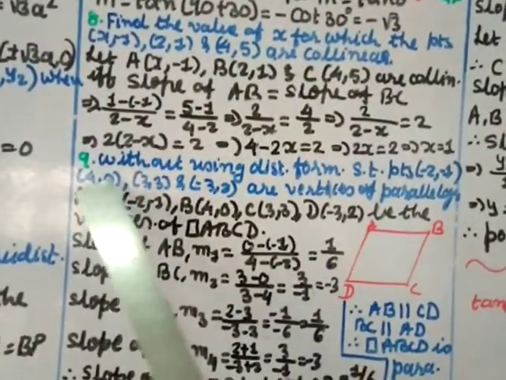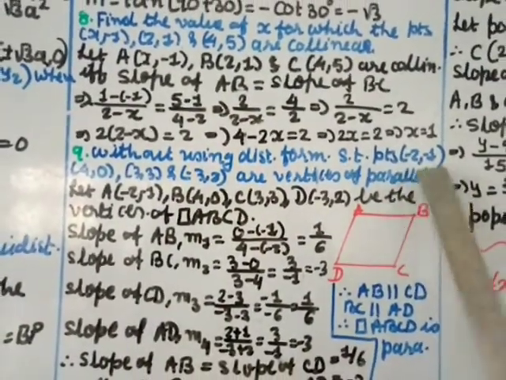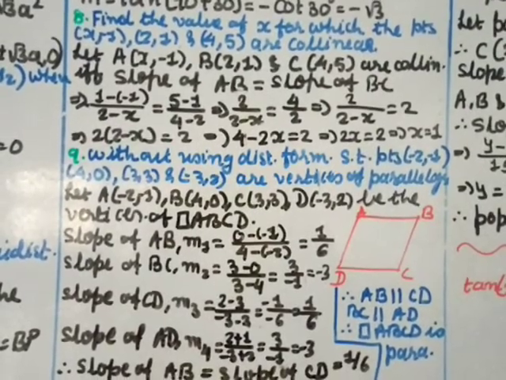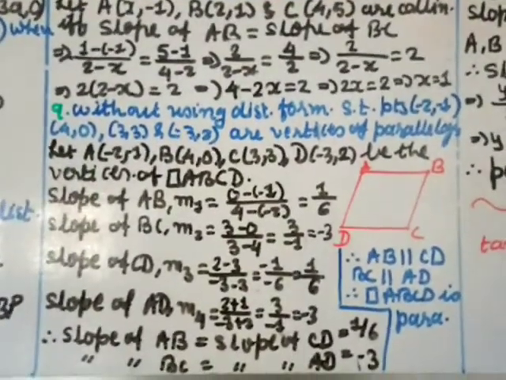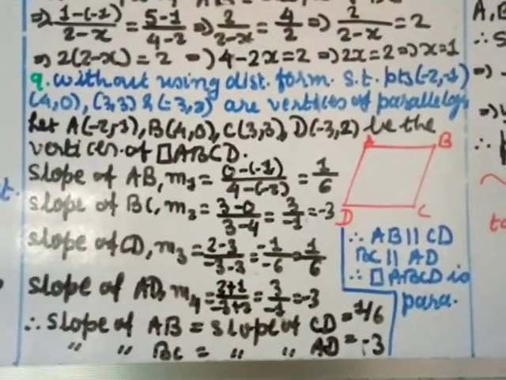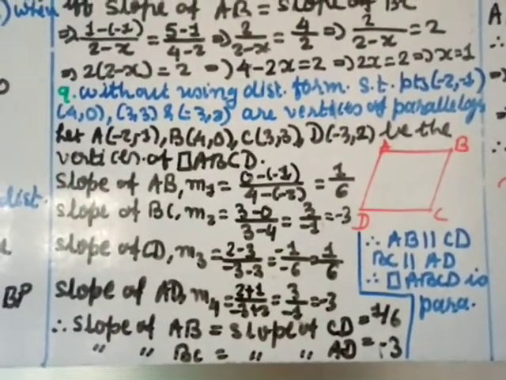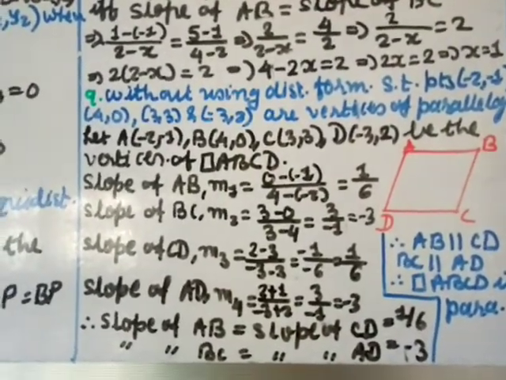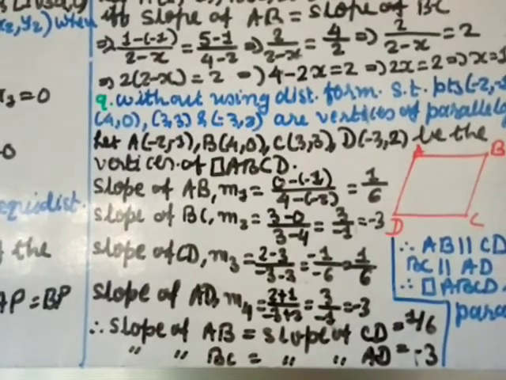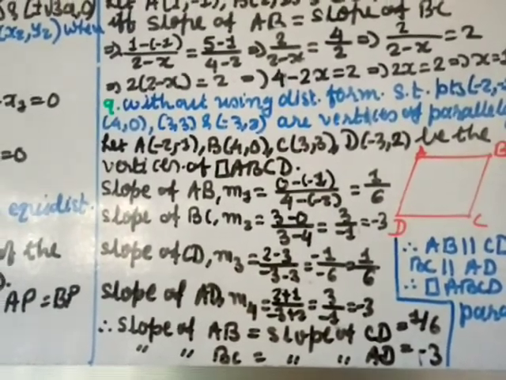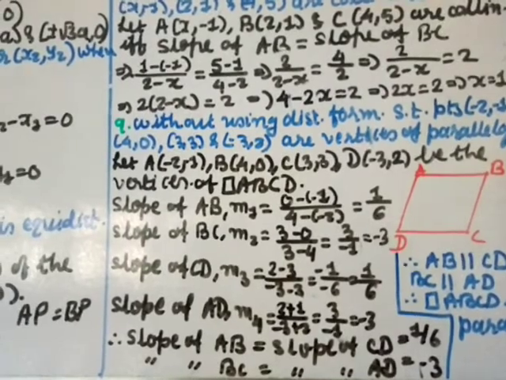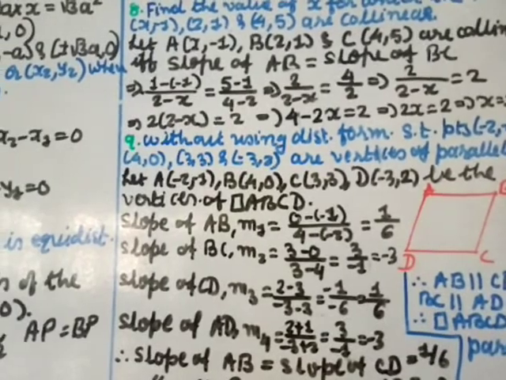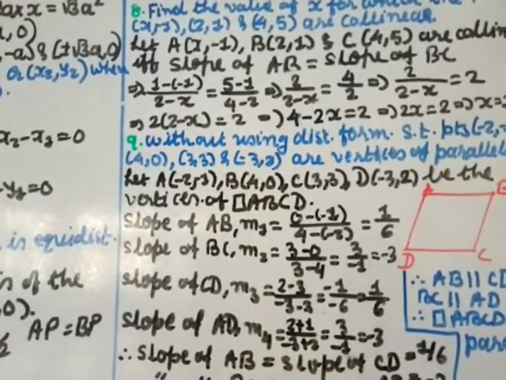Question number 9. Without using the distance formula, show that the points (-2, -1), (4, 0), (3, 3), (-3, 2) are vertices of a parallelogram. We know in a parallelogram opposite sides are parallel. So we shall show that the opposite sides of the parallelogram are parallel. And how to show it? We have to show that the slopes of the parallel sides are equal, then you call those two lines parallel. Two lines are parallel if and only if the slopes are equal. So if we show the slopes are equal, those lines will be considered parallel lines.